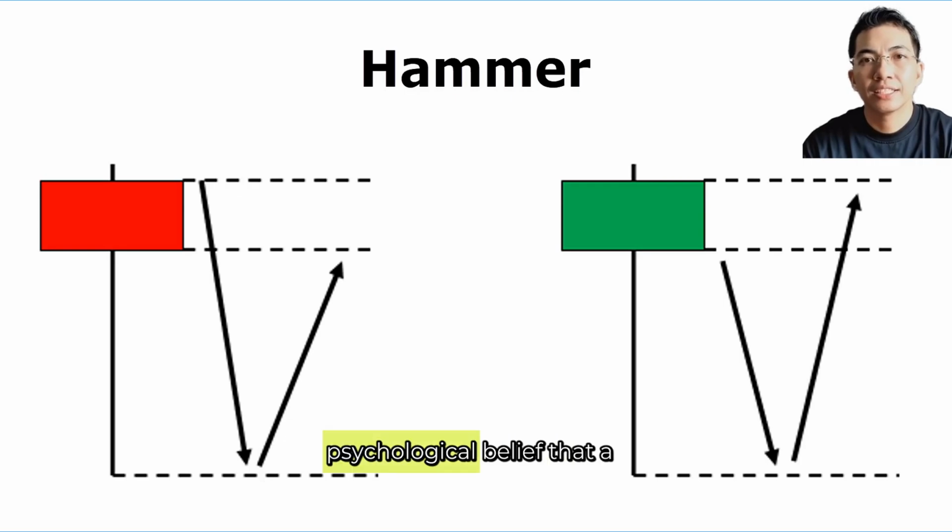There can be a psychological belief that a green body is better than a red body, but in my experience the market makes no differentiation between red and green real bodies of this pattern. It's not about the color, it's about the size. The longer the lower shadow, the shorter the upper shadow, the smaller the real body, the more meaningful the hammer will be.